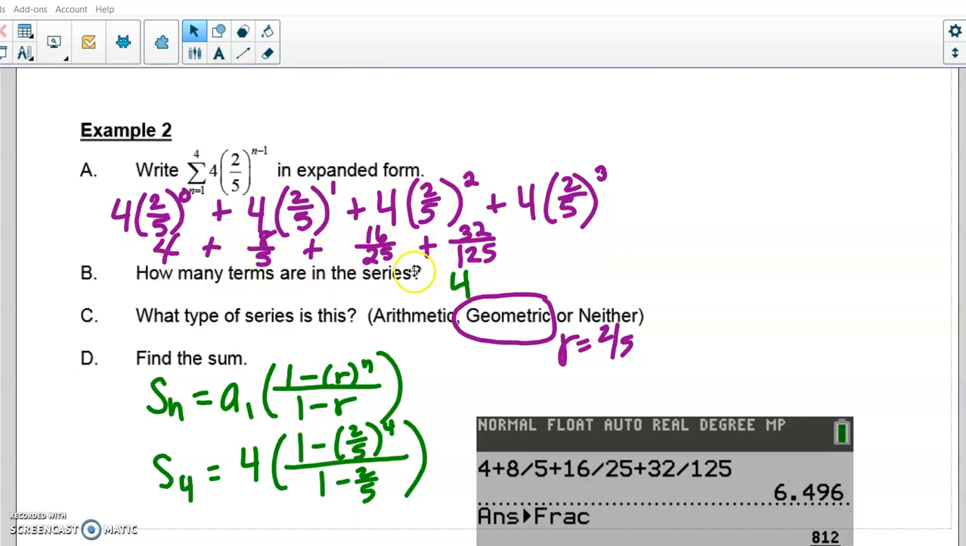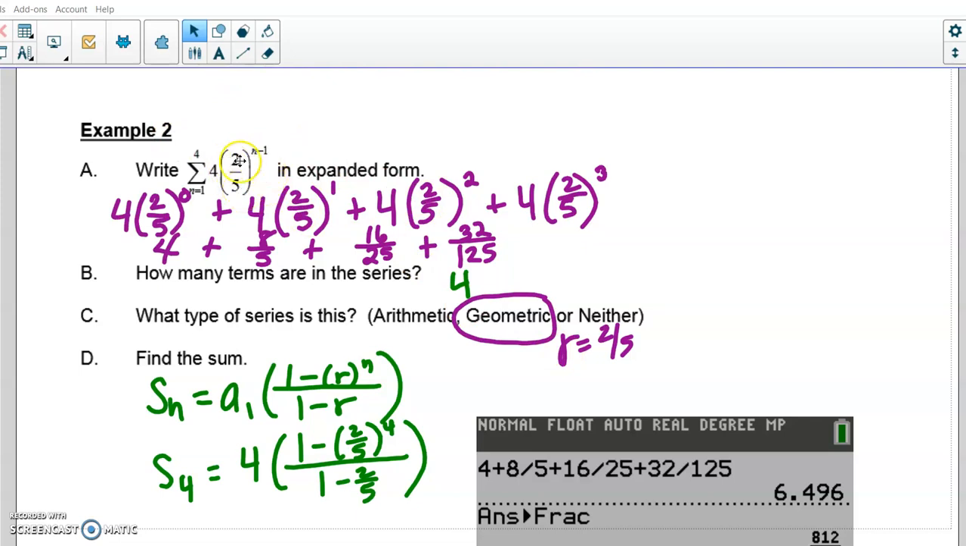So this is how many terms are in this series. There's 4. 1, 2, 3, 4. It is a geometric series. Our r value is 2/5. If you were to do 8/5 divided by 4, you'd get 2/5, or you could do 16/25 divided by 8/5, you would also get 2/5. So same thing that we were doing last week.